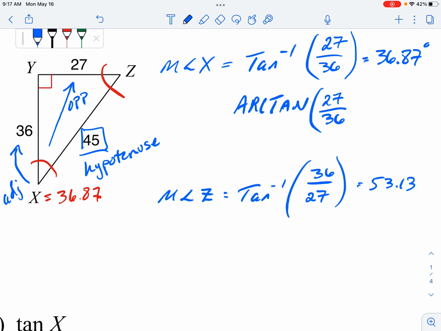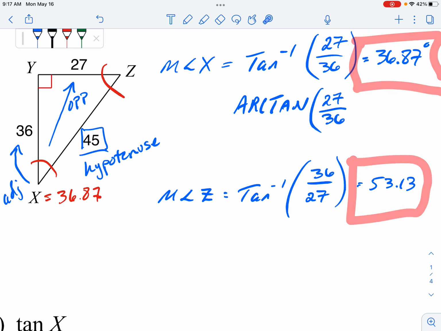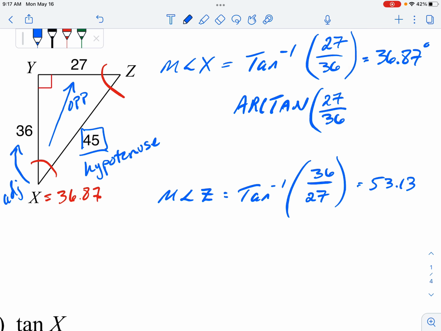An easy way to check that this is right, since this is a right triangle, is that these two numbers better add up to 90 degrees, right? Because the whole thing has to be 180. And if we just look and quickly check, those do add up to 90 degrees.